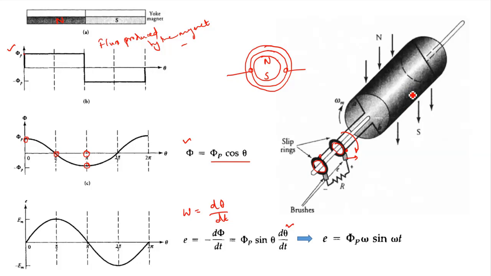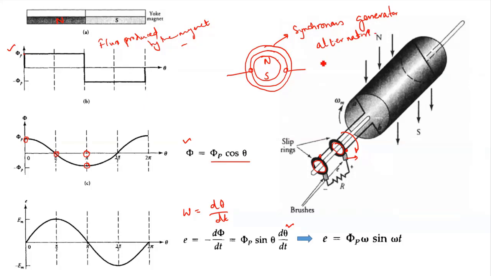Then why go for the arrangement with slip rings? Therefore, this kind of arrangement is mostly used in synchronous generators, where we produce alternating current. Sometimes we call it an alternator, also called alternators.